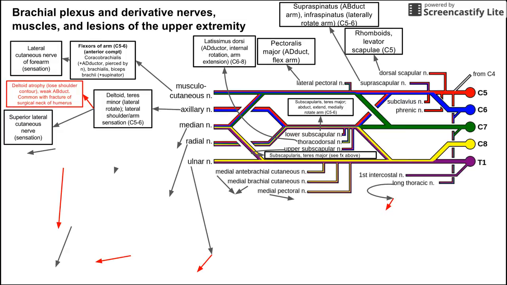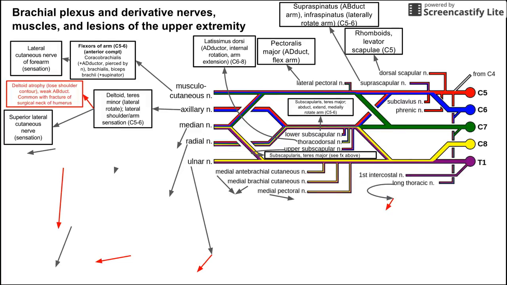And one common place that the axillary nerve is damaged is at the surgical neck of the humerus. That's a thinning of the humerus bone, and that's a common site that the axillary nerve runs down, and it's common for the axillary nerve to be impinged or otherwise impaired there, thus causing deltoid atrophy.